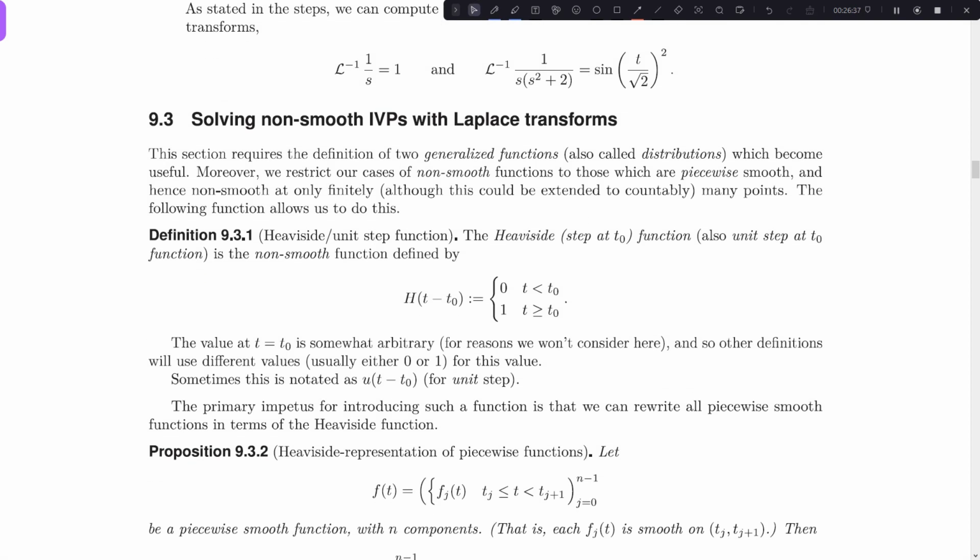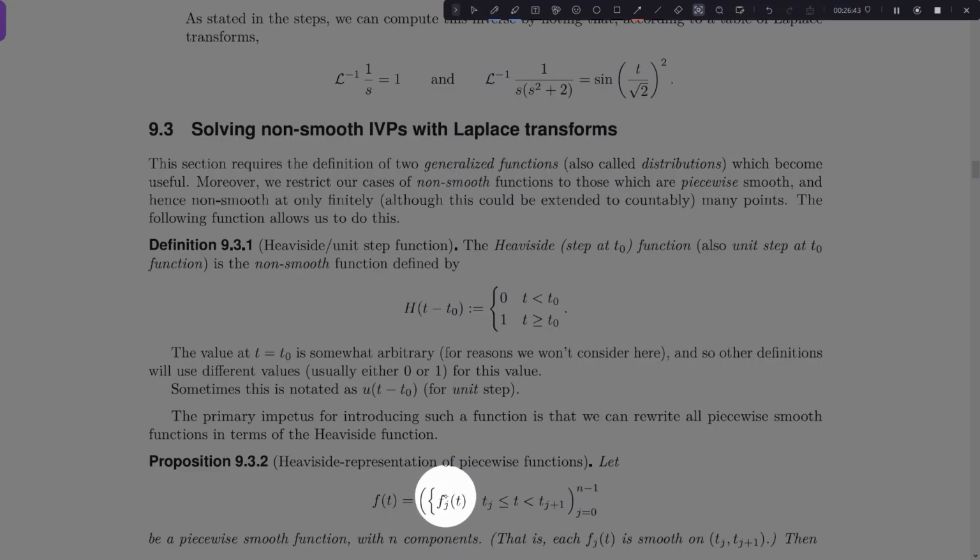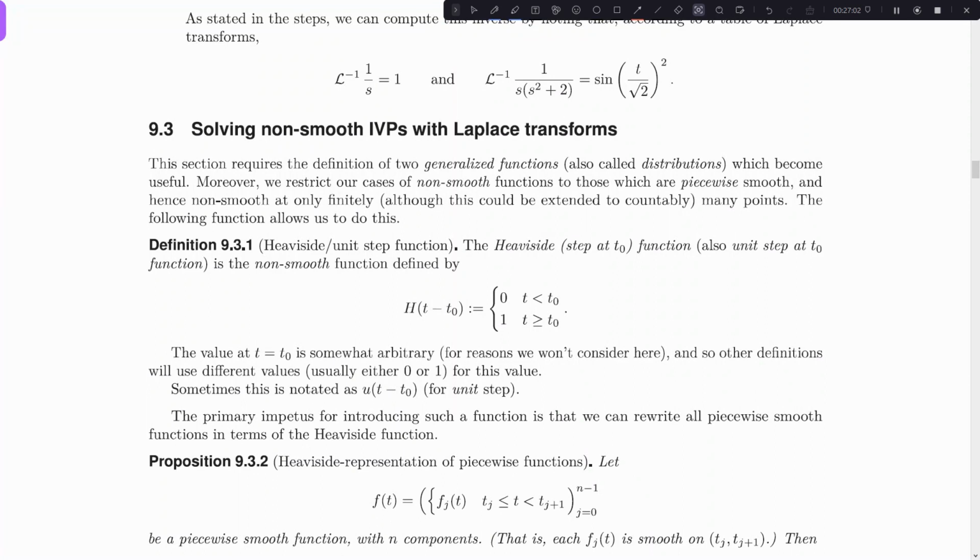So proposition 9.3.2, Heaviside representation of piecewise functions. Let f be a function which takes some values over intervals, right? So I have t greater than or equal to tj, and less than tj plus 1. My function takes the value f sub j on those intervals. A good example of this would be the function cosine of t if t is less than -1, and sine of t if t is greater than or equal to -1. It's a perfectly valid function. This is like f1 is cosine t, f2 is sine t. And then you construct your intervals in which it has those behaviors.